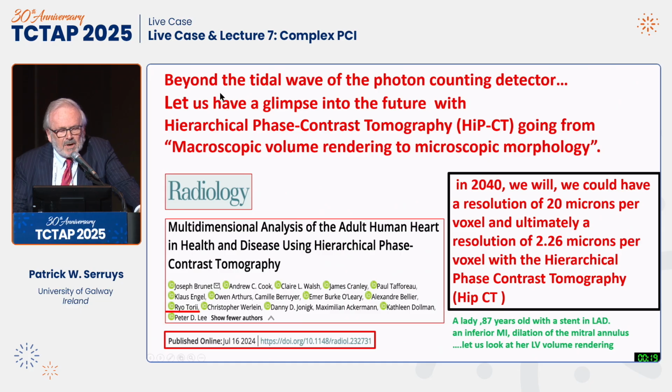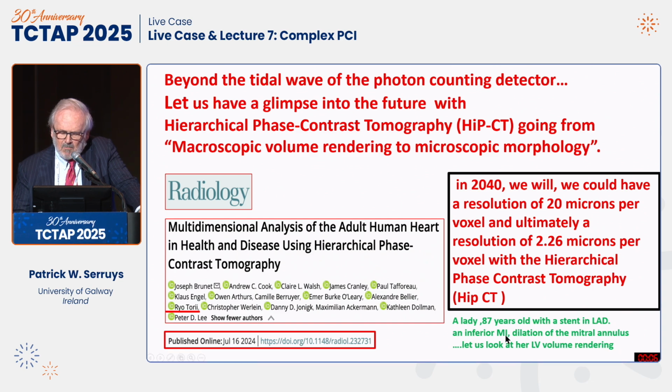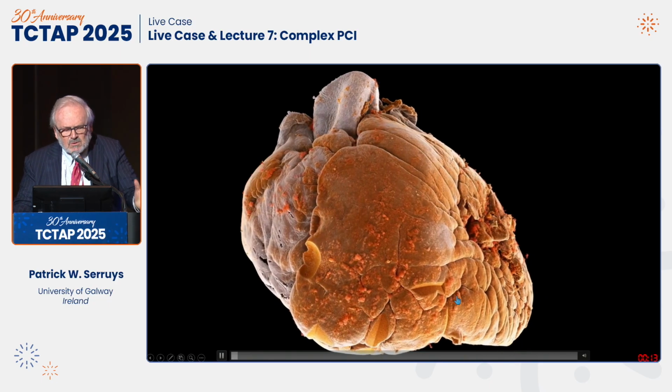Now I'm finishing with the next step, beyond the tidal wave of the photon counting detectors. Let's have a glimpse into the future with hierarchical phase contrast tomography, going from microscopic volume rendering to microscopic morphology. You will see the heart of a lady, 87 years old, with a stent in the LAD, an inferior MI, dilatation of the mitral annulus. Let's look at a volume rendering. This is the volume rendering.